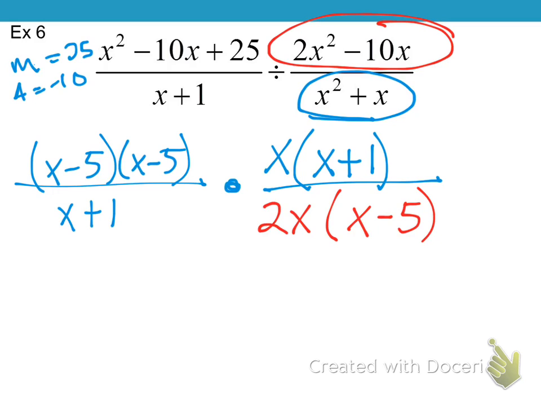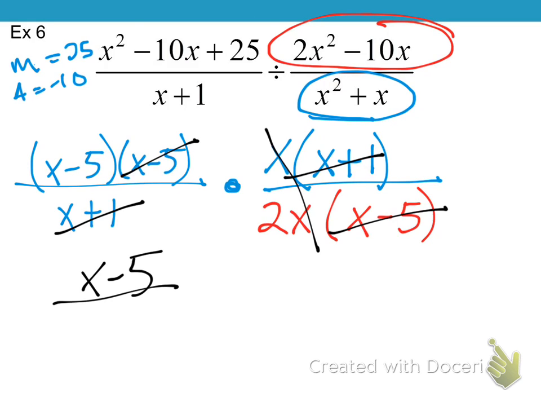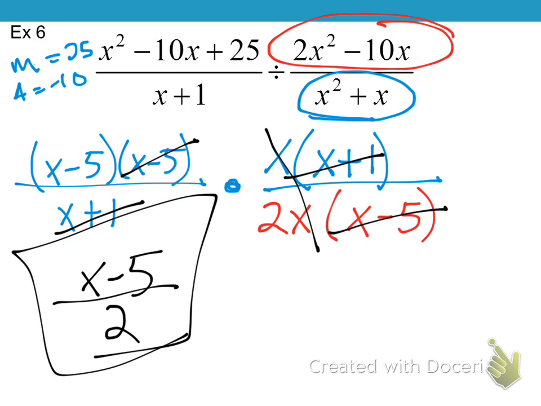What can I do? X minus 5, and only one of the x plus 5s. You can't, like, 2 of them don't cancel with 1 of them. Okay? X plus 1 and x plus 1. One more thing: 2x and x. Well, not the 2 part, but the x and the x. So what's left in my numerator? X minus 5. What's left in my denominator? 2. That's it.